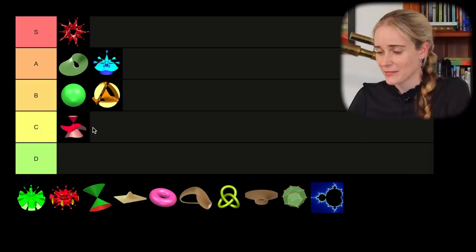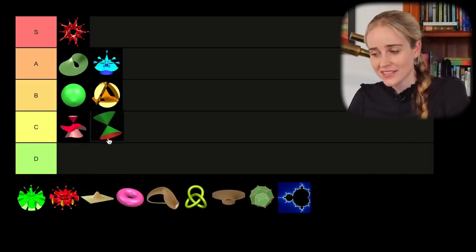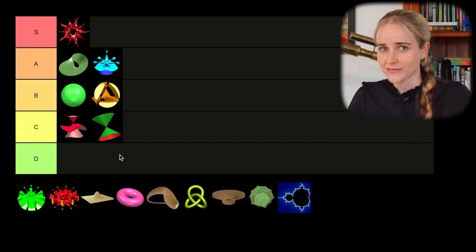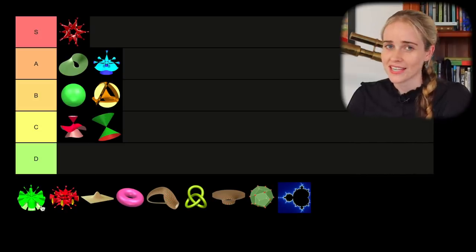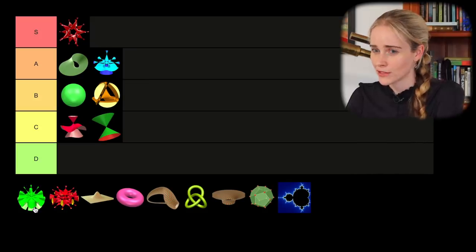That's a very interesting application, but because the record this one holds is not as impressive as some of the other records we've seen, it's going to sit in C tier for now. I've got 2 more shapes to quickly mention here, which also currently hold world records, but perhaps not for long.